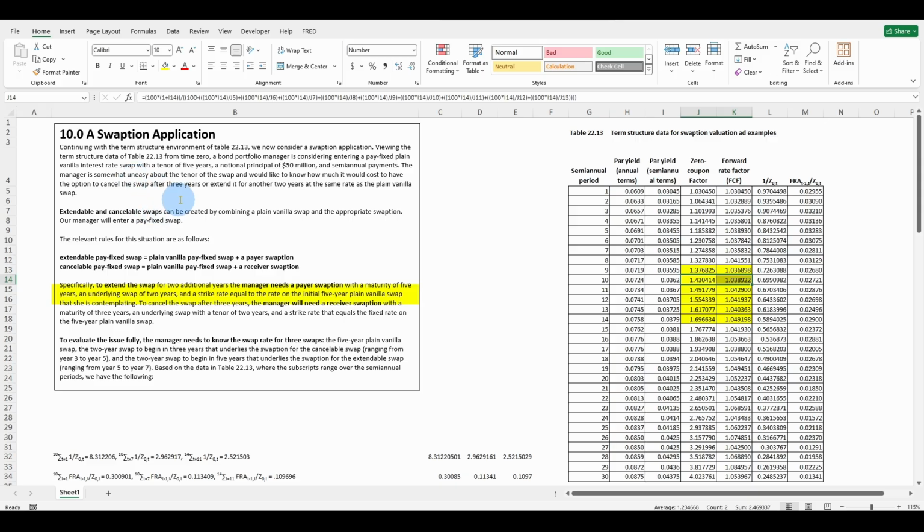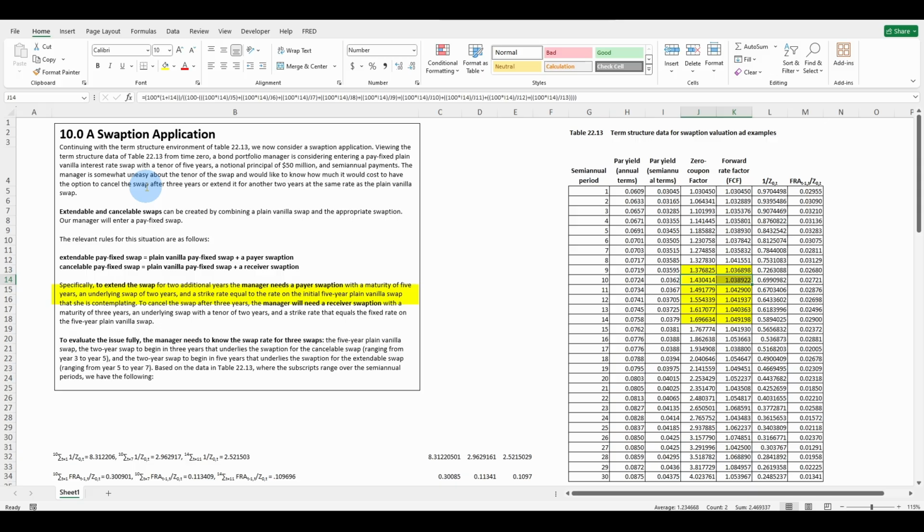The manager is somewhat uneasy about the tenor of the swap and would like to know how much it would cost to have the option to cancel the swap after 3 years or extend it for another 2 years at the same rate as the plain vanilla swap.